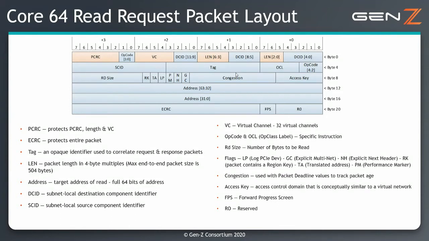There's a forward progress screen. It's used to ensure the application's forward progress in face of activity that could otherwise result in resource starvation or live lock, non-deterministic forward processing in the fabric, i.e., something got stuck and we need to flush that packet out of the system.